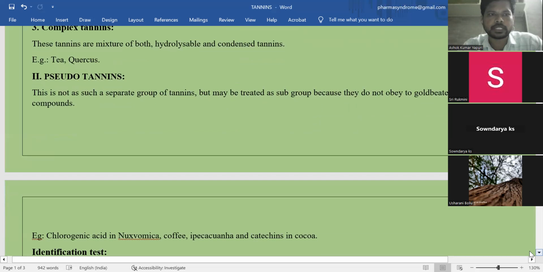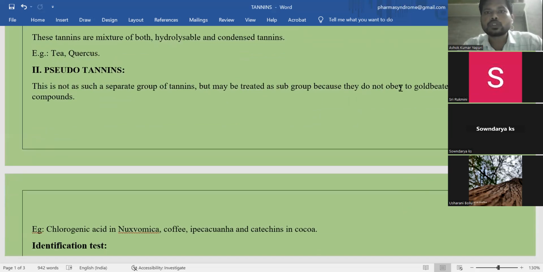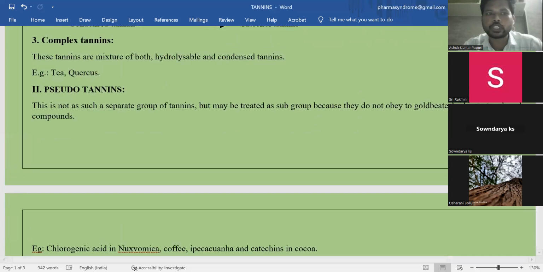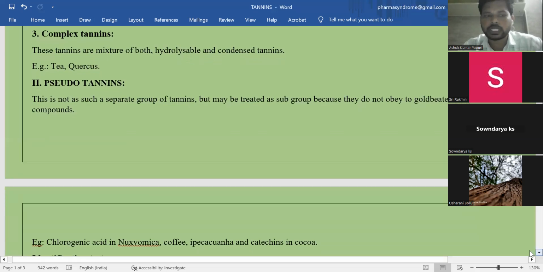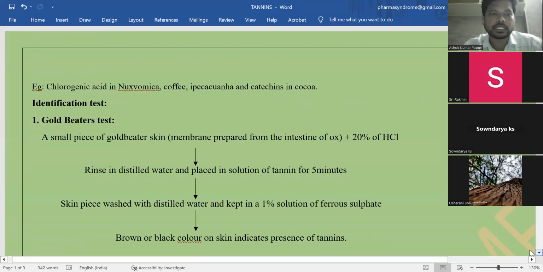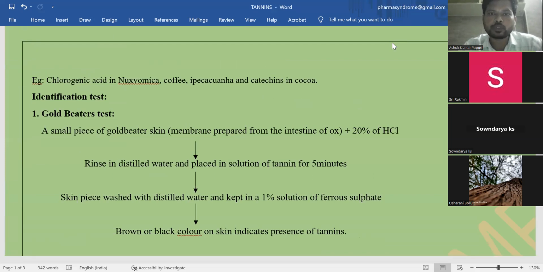Next, pseudotannins. Already we discussed that pseudotannins are tannin-like compounds. Generally, these are a separate group of tannins, but may be treated as a subgroup because they do not give a positive result for the goldbeater's skin test. So just now we discussed complex tannins, which you can observe in tea as well as Quercus. And the pseudotannins do not give a positive result for the goldbeater's skin test.